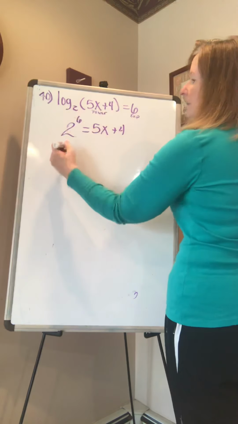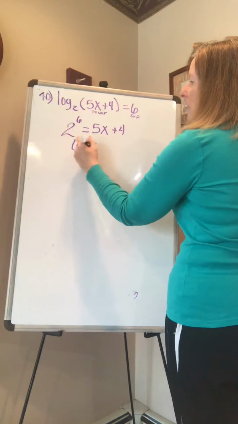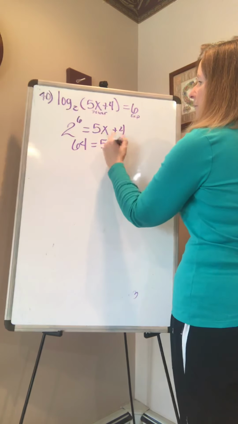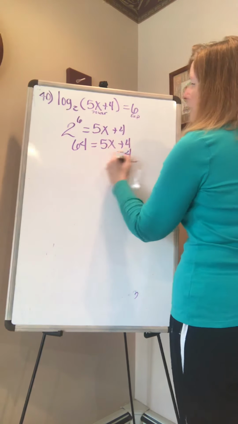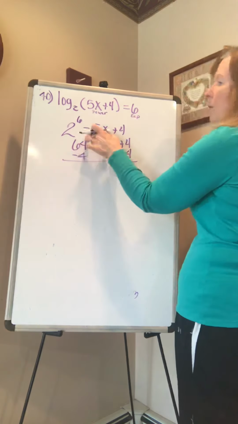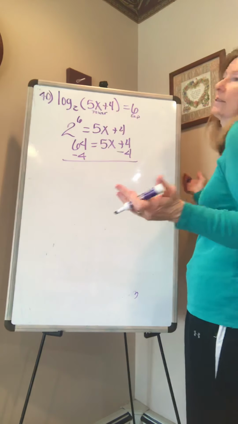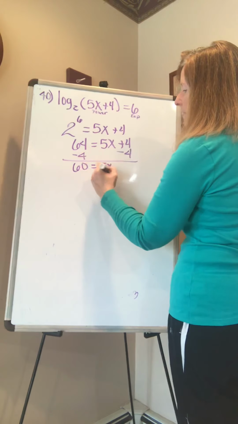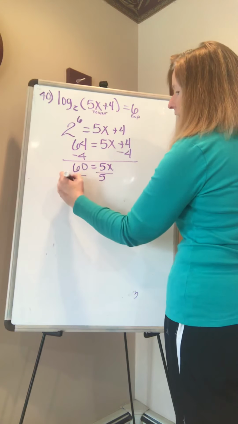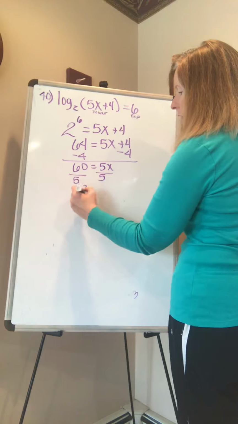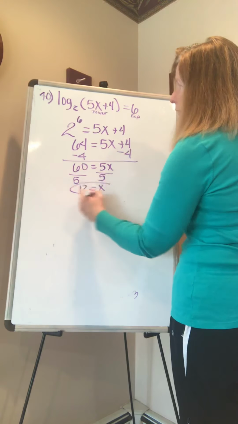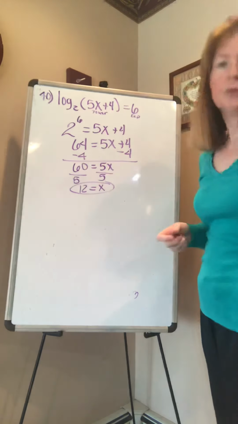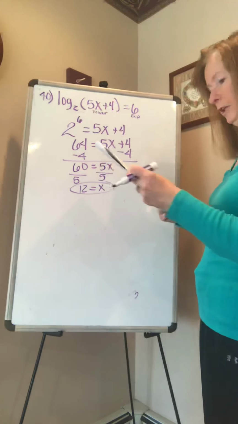2 to the 6th is 64. So we're going to subtract 4. See, once you do the hard part, the rest is like so nice. So 60 is equal to 5x and divide by 5. And you get 12. X equals 12. So once you do that little flip, life is pretty good.